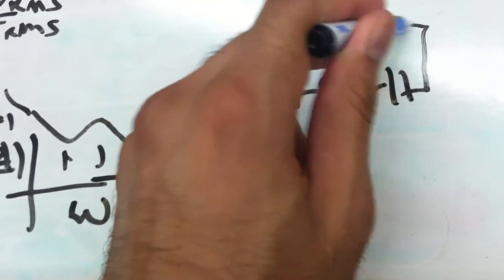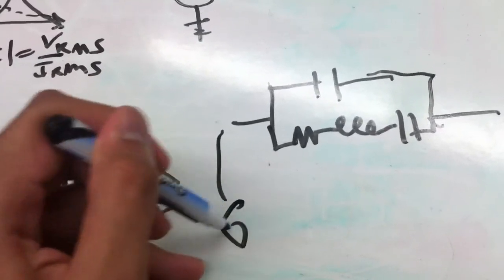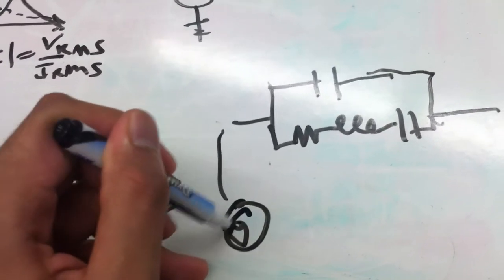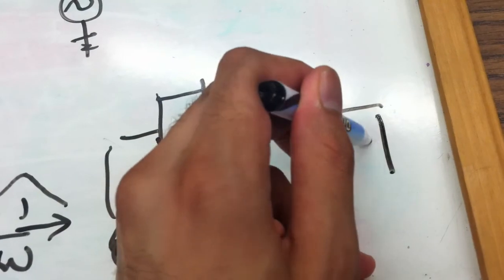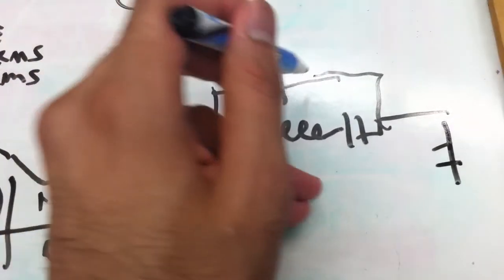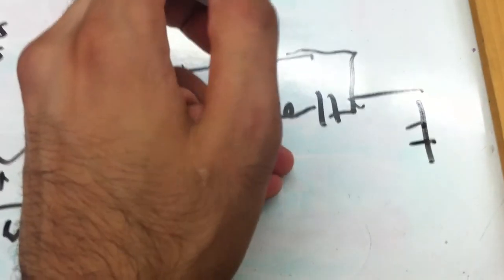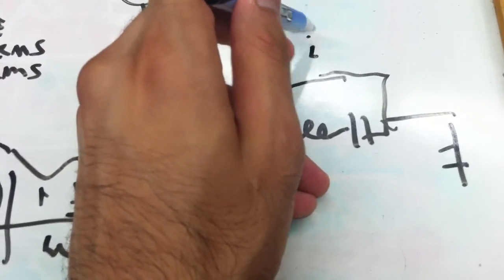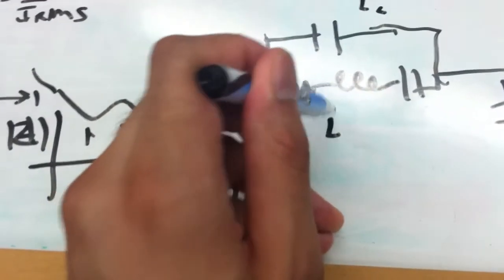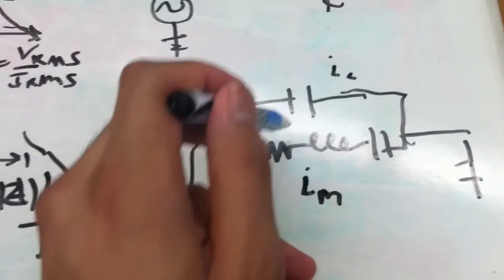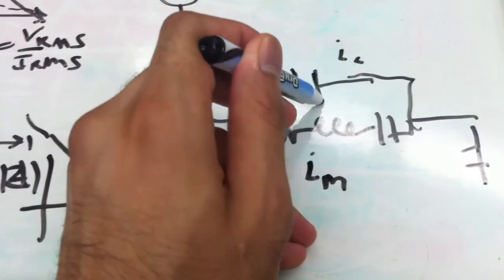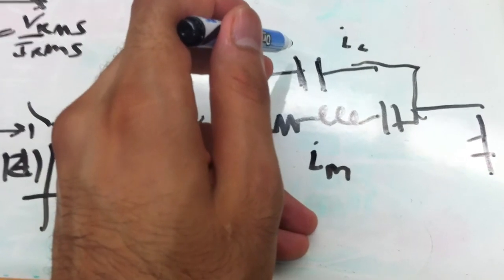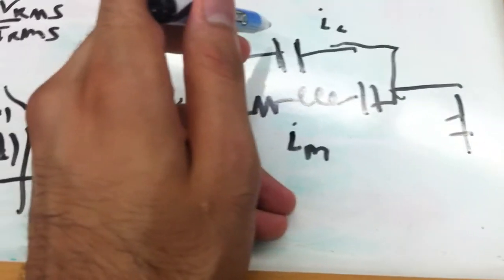And we'll notice two things. We have two branches, and let's say we're applying the load over here. One branch is called the damped current branch, or the capacitive current. I'll call it capacitive because it's easier to remember. And the other one is motional. And obviously this capacitor is representative of the clamped capacitance.